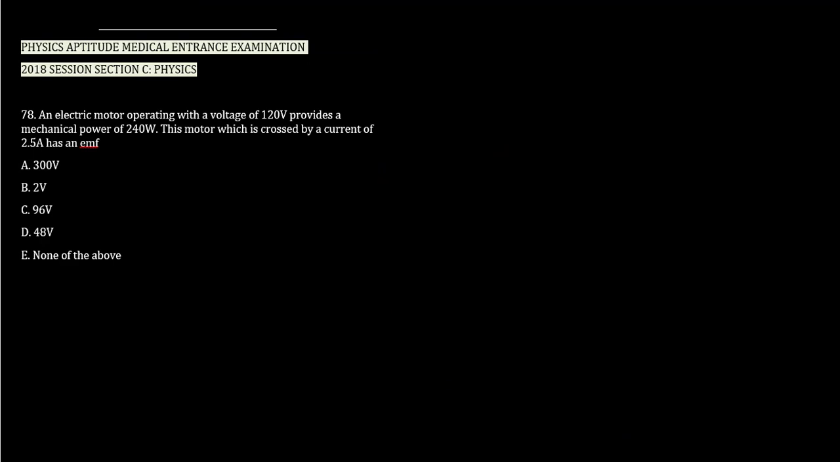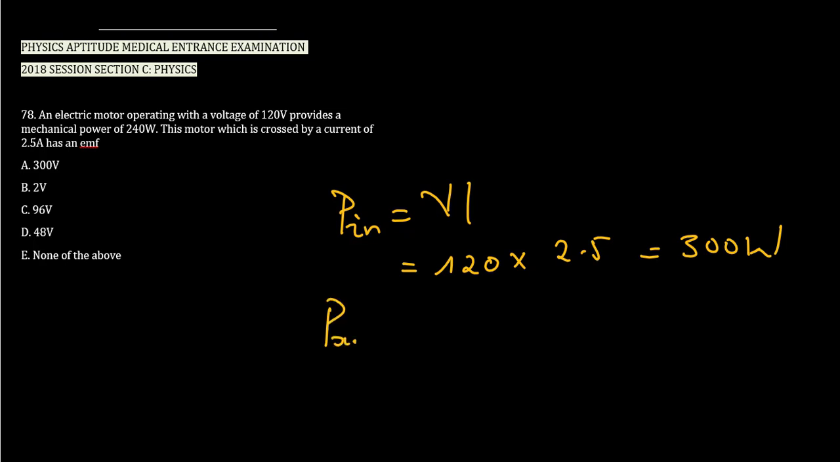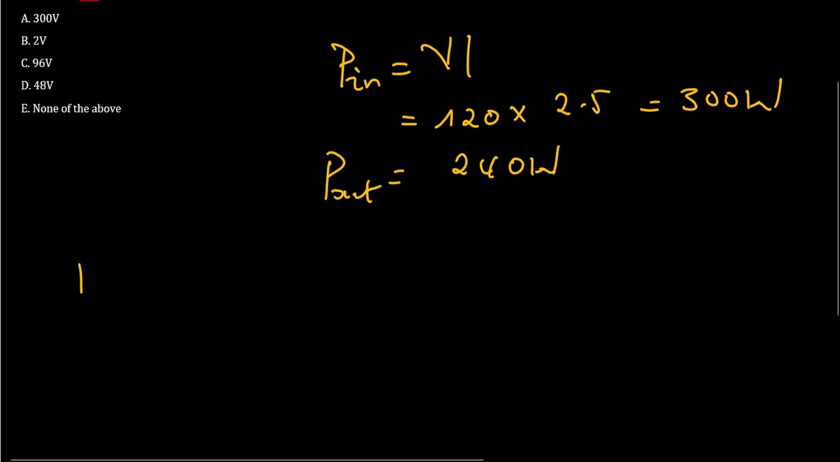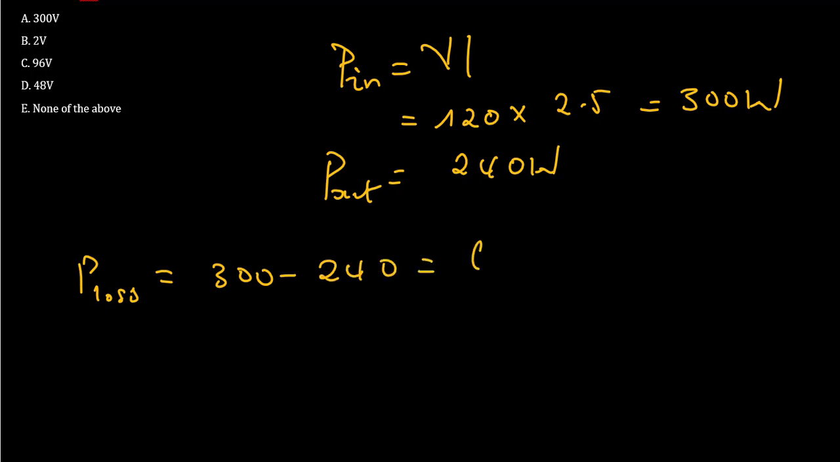Question number 78. An electric motor operating with a voltage of 120 volts provides a mechanical power of 240 watts. This motor, which is crossed by a current of 2.5 amperes, has an EMF. So we can calculate the power input. The power input P in is simply equal to VI, which is going to be 120 times 2.5 amperes. So this numerical value gives 300 watts. P out is simply equal to 240 watts, and so we can calculate the power loss. P loss will simply be P in minus P out, which is 300 minus 240, which will give us 60 watts.